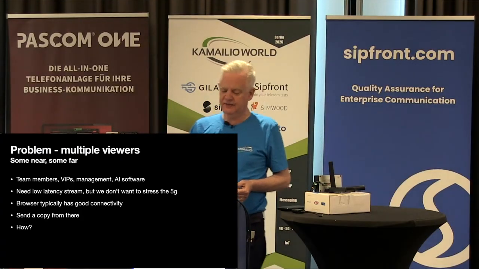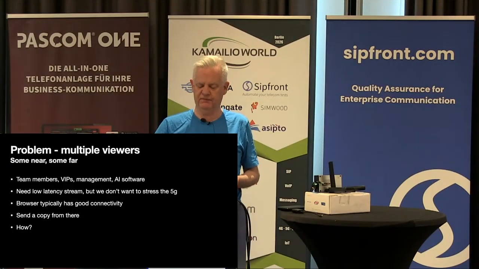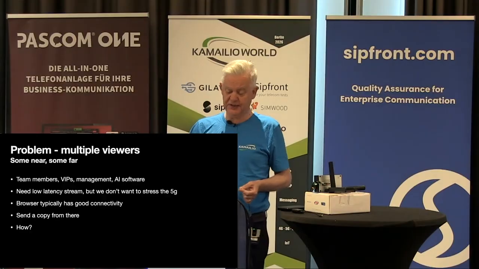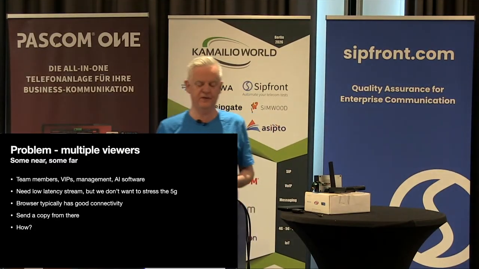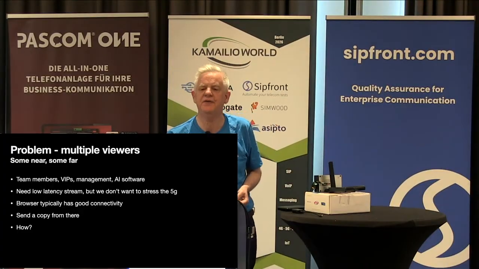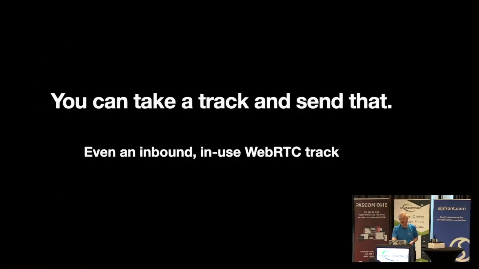So the browser typically has a decent internet connection. It'll be on the local Wi-Fi, or it'll be Ethernetted in or something like that. So what we can do is send a copy from there onto the VIP, and there'll be a bit of extra latency, but not a huge amount. But how do you go about that? Just think of it as almost like an SFU.